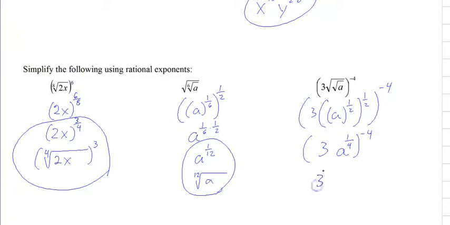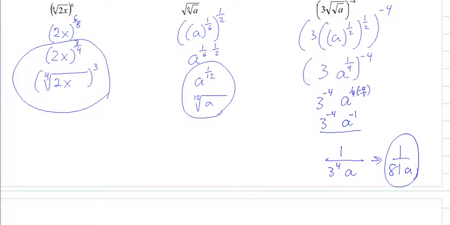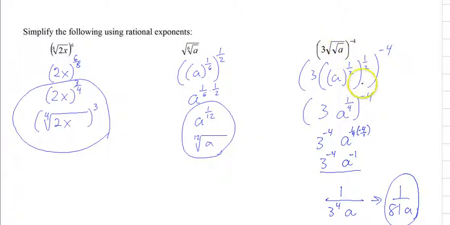So this would be 3 to the -4, and then a to the 1/4, times negative 4. Put a 1 under it so we can multiply it. That reduces, so we get 3 to the negative 4, and then a to the negative 1. Draw our border because they're both negative, so that's 1 over 3 to the 4th, and then a. And if we want to, we can expand the 3 to the 4th to make 81. And that's everything. So that messed up looking thing, after using all these nice little exponent rules, turned into that.